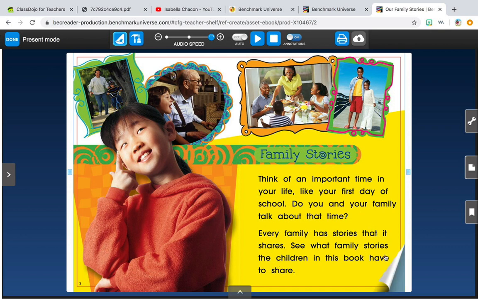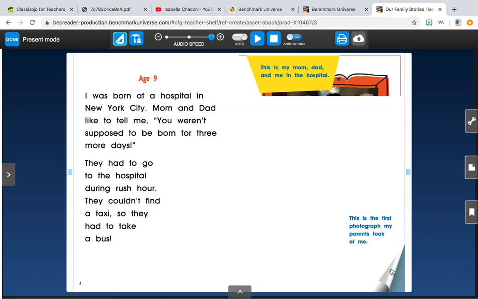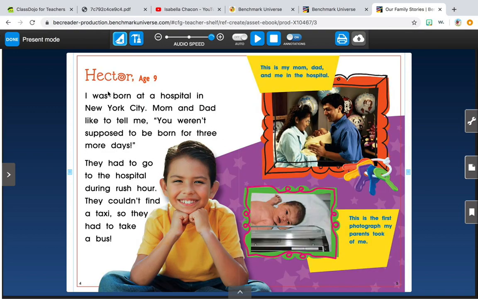So let's read about two family stories. So here's Hector. Hector is 9 years old. He said, I was born at a hospital in New York City. Mom and Dad liked to tell me, you weren't supposed to be born for 3 more days. They had to go to the hospital during rush hour. So rush hour is when everybody's coming home from work, so the freeways are super packed and it's very crowded. So they were going to the hospital during rush hour when it was very crowded. They couldn't find a taxi, so they had to take a bus.